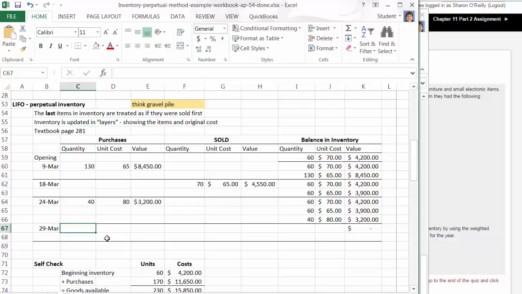On March 29th, 100 units are sold. Which units will we sell? Well, the latest ones are sold first. So 40 units will go out at $80. And then the layer of 60 units at $65 goes out. So what's left? We still have that old layer from the beginning inventory, 60 units at $70, or $4,200.